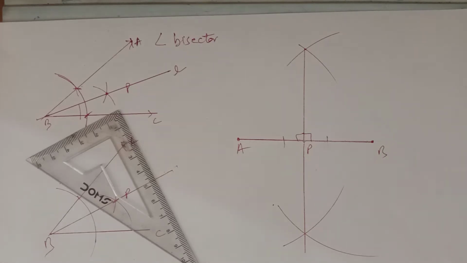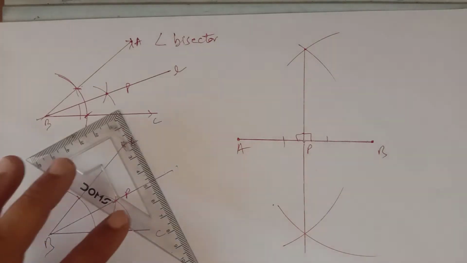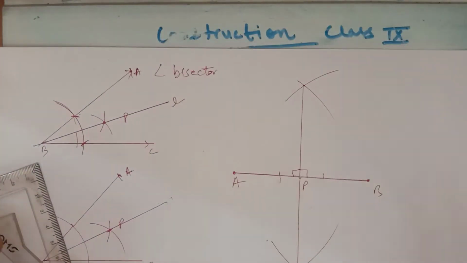Now this angle bisector and the perpendicular bisector, we need in constructing the angles 60 degree, 90 degree, 180 degree, 45, 30 and so on. So this is the basics for the construction of class 9.